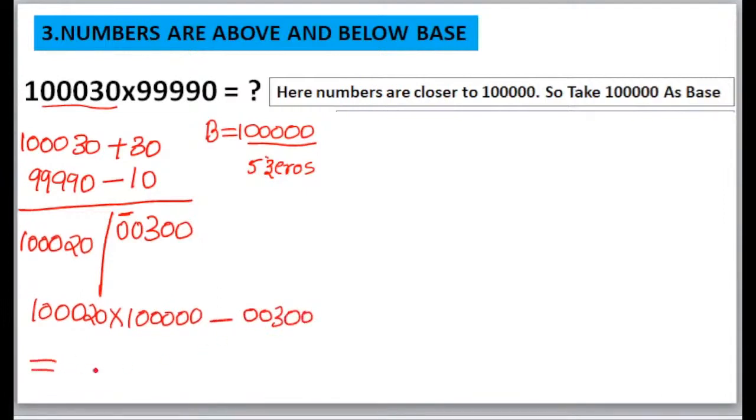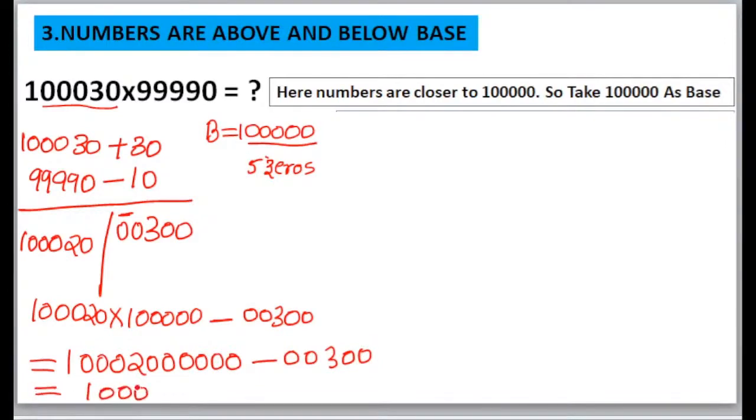That is 1,20,000 then into 1 lakh minus 300. Then your answer will be 1,000. This is 20 lakh. 20 lakh minus 300 is equal to 19,99,700. So this is your answer.